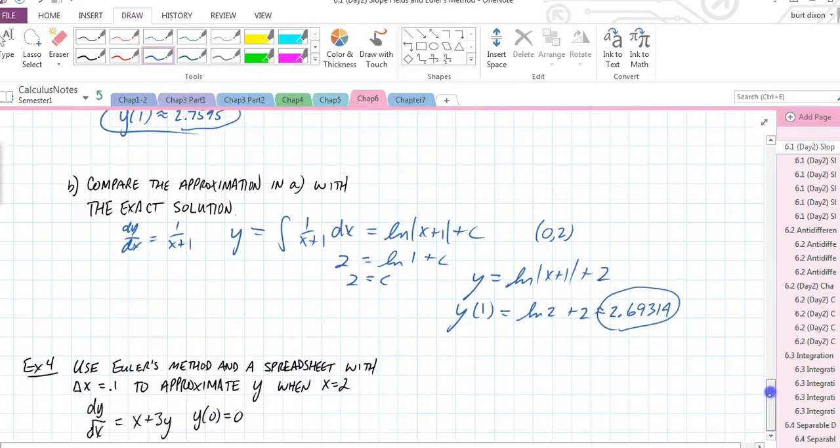I'm going to go ahead and stop right there. Example 4, we can do that one together in class with a spreadsheet. So that completes today's lesson on 6.1.